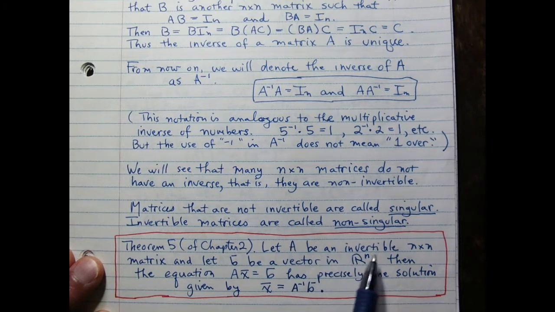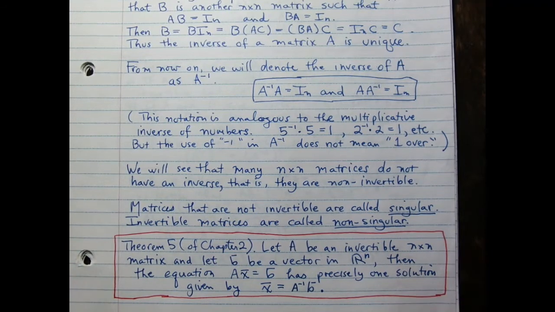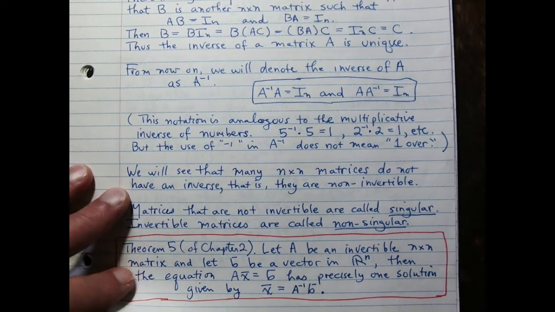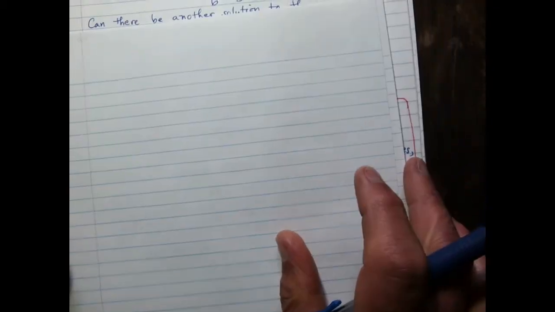Let A be an invertible n by n matrix, and let B be a vector in R^n. So if A is an invertible square matrix, then the equation AX equals B has precisely one solution, a unique solution, given by X equals A inverse times the vector B. Well, this is a really important result, and it's also a really straightforward result. All right, let's look at the proof starting on the next page.